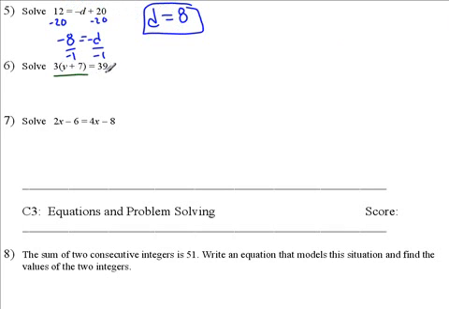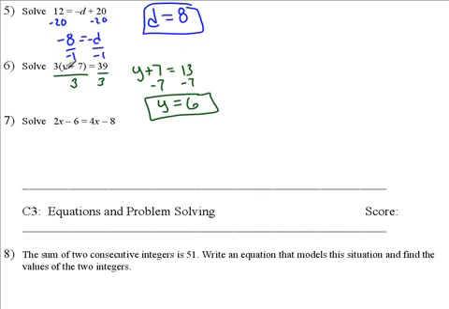Number 6, since 3 goes into 39 evenly, let's just go ahead and divide both sides by 3. That'll give us y plus 7 equals 13. And then we can subtract that 7 from both sides, and y is going to equal 6. If we plug that back in, 6 plus 7 is 13, times 3 is 39. That checks.